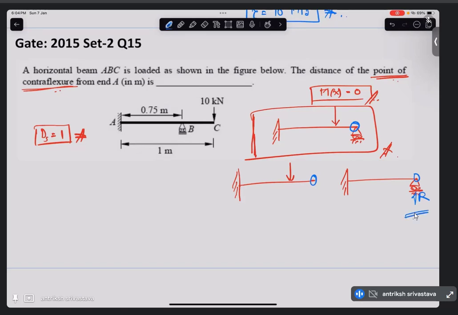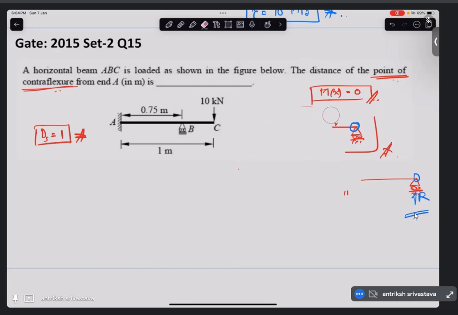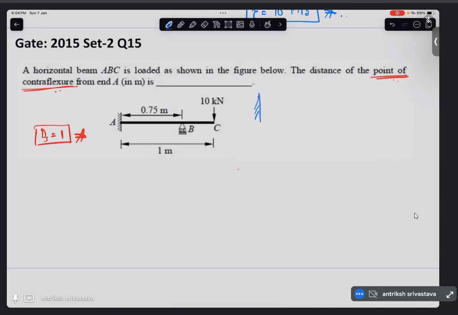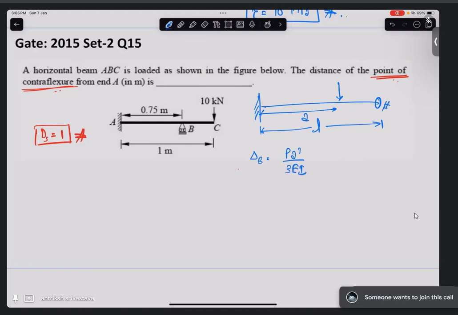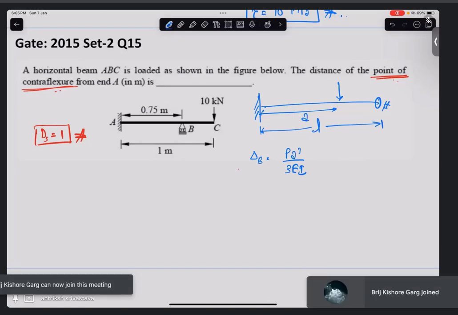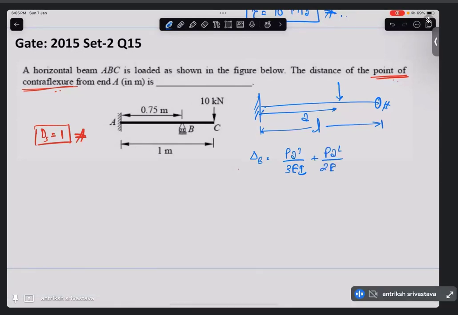But in this case, the trick is the load is beyond the support, right? When you had this kind of question and you wanted to get the deflection at this point, let me keep this as A and this total beam length as L. What was the deflection? Deflection was PA²/3EI plus PA²/2EI into (L minus A). This was the deflection.